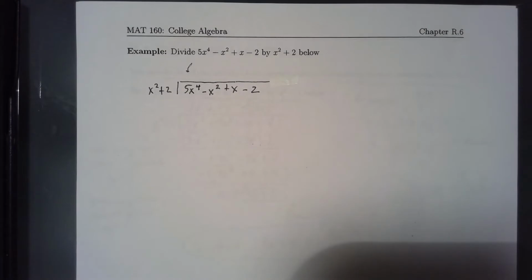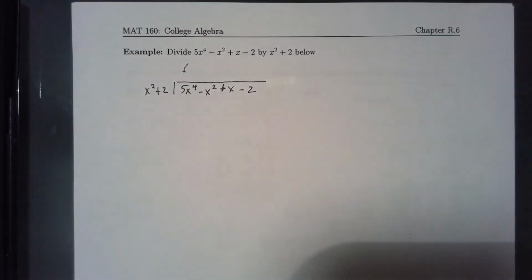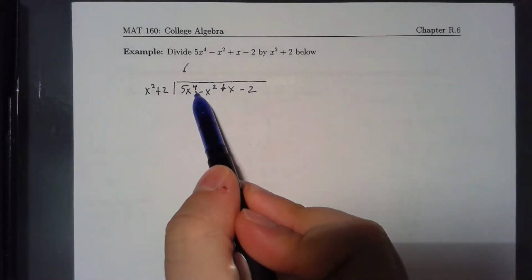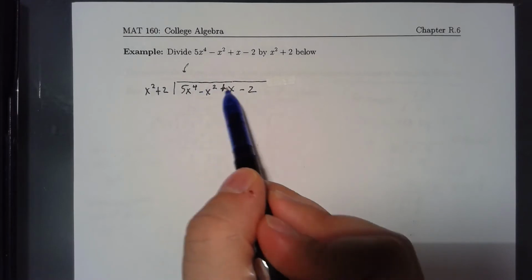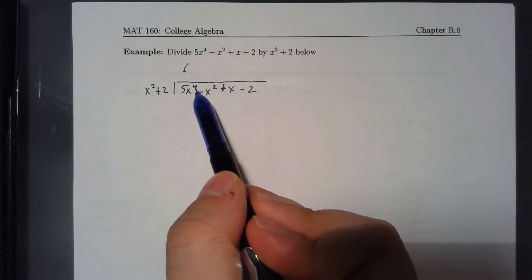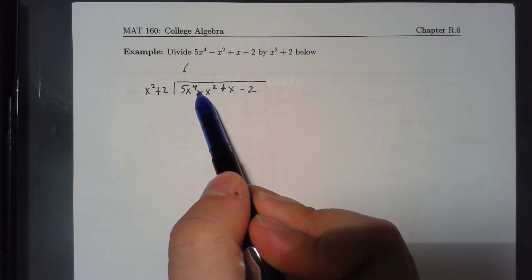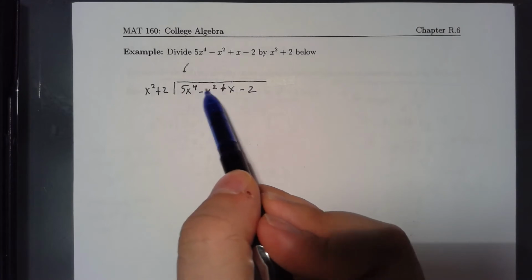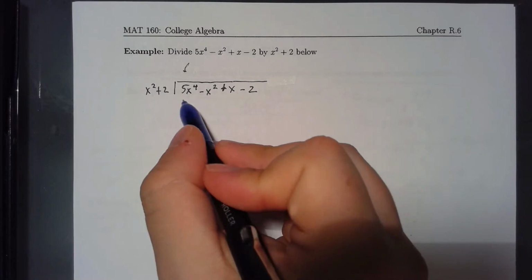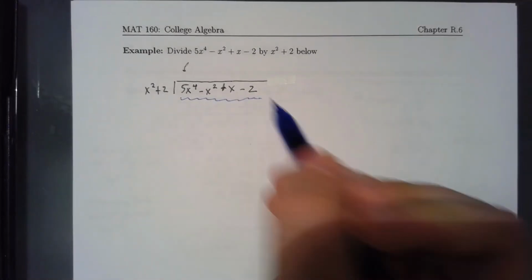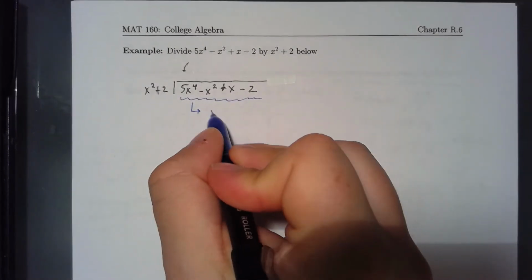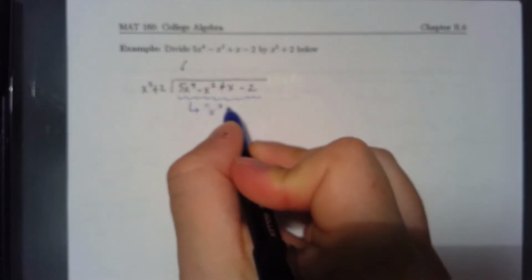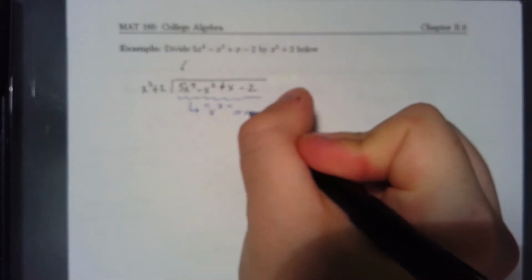Now I want you to notice something here. Remember how I said I want you to keep track of all your powers here? Well, if I look at my powers here, what do I have? I have x to the 4th, then I go to x squared, then I go to x, then I go to my constant. What power is missing? x to the 3rd is missing. So if I look at my dividend, x to the 3rd power is missing.